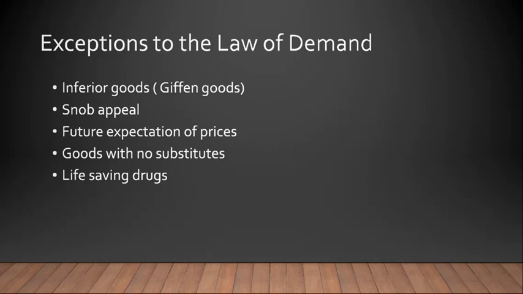Snob appeal. Snob appeal means prestige appeal. Some people, actually the rich people, buy products only because they are priced higher. For example, diamonds worth around 10 lakhs. If diamonds were 10,000, then they would not buy, because they want to show that they are rich people. They can buy only those costly items.